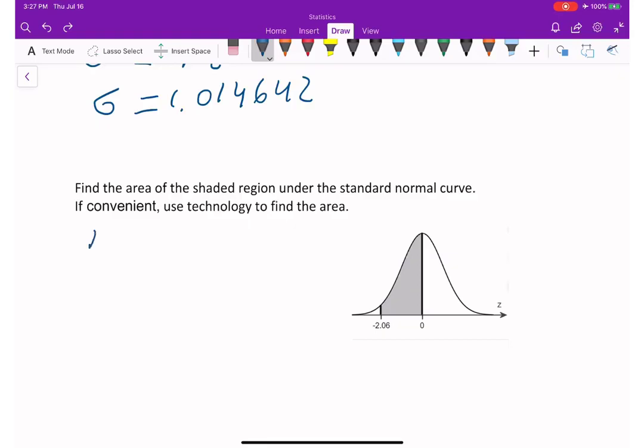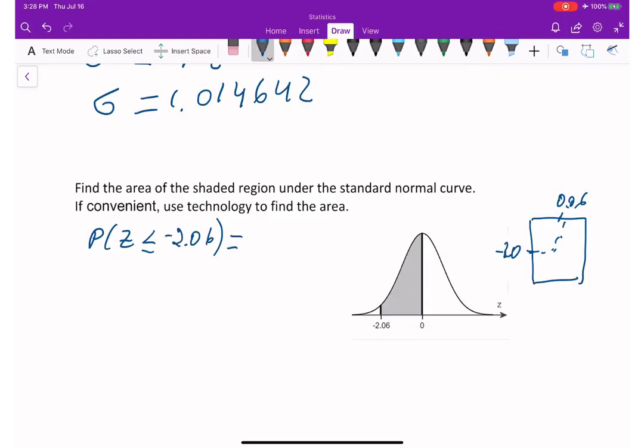Probability for z-score that is equal or less than negative 2.06. I'm not going to bring the table here because you already know how to work with it. All I'm going to show you is that you go to the negative z-score table because you have a negative. You find negative 2.0 and here 0.06, and the intersection should give you 0.0197.